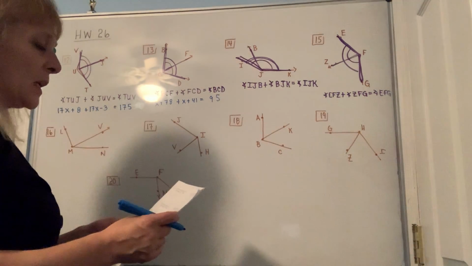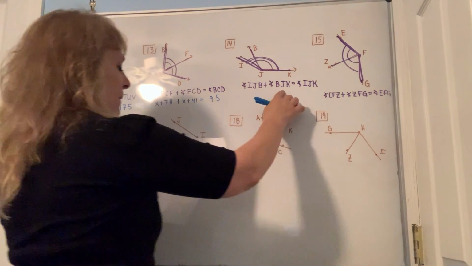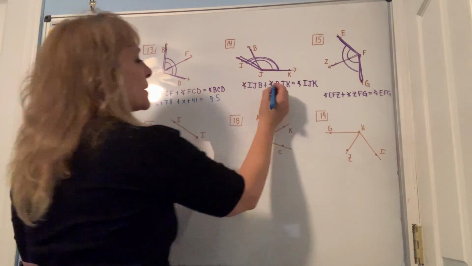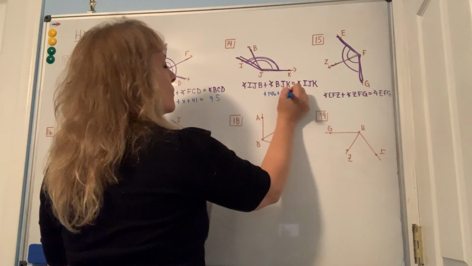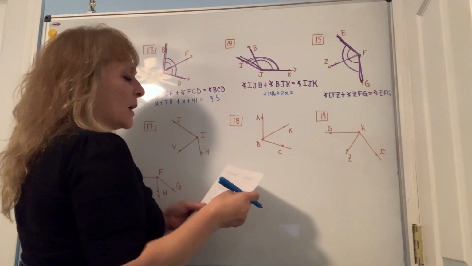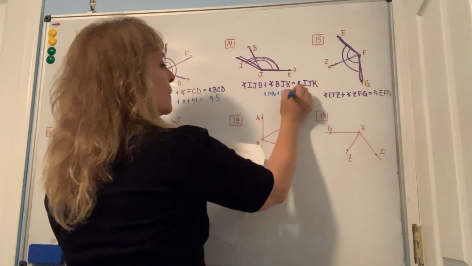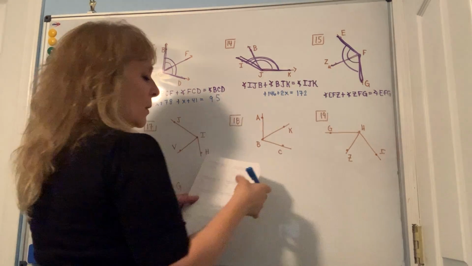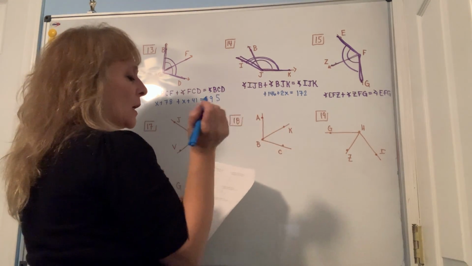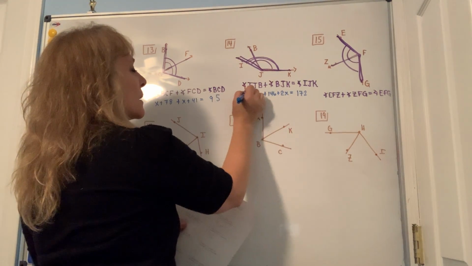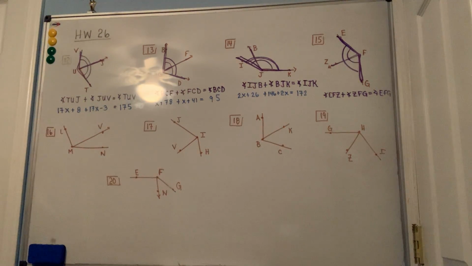In number 14, it says BJK. That's in the middle. That is 146 plus 2x. And then it says IJK, which is at the end, is 172. And then it says IJB, which is in the beginning, is 2x plus 26. And if you solve that, you will have figured out what x is.